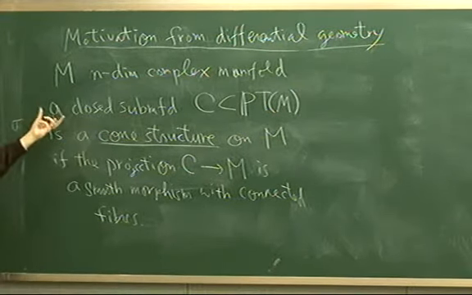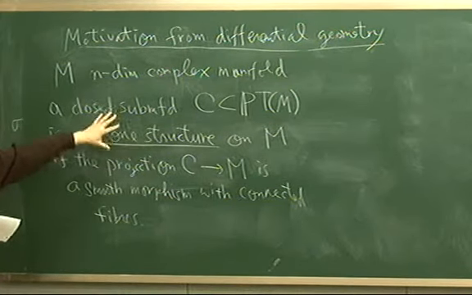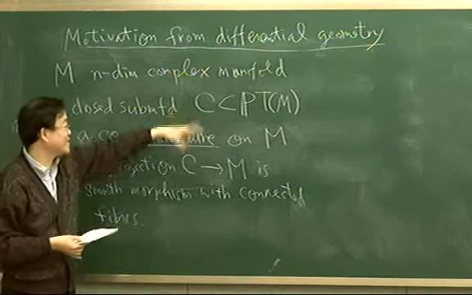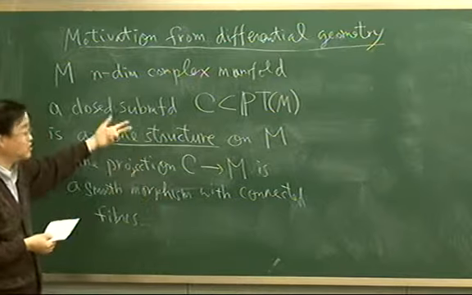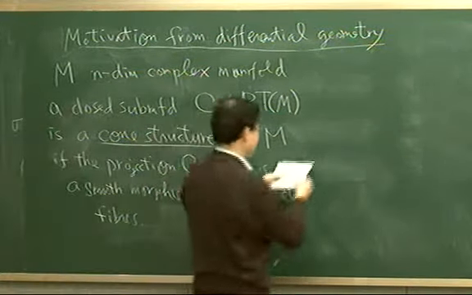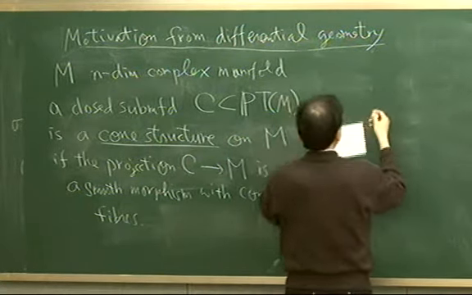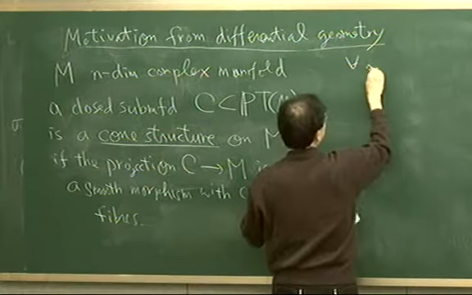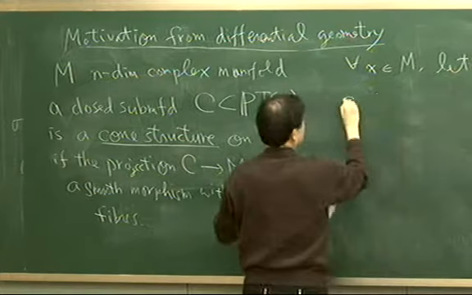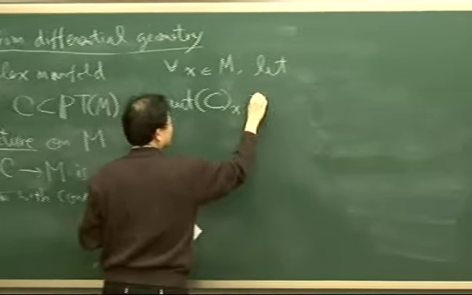It's kind of a differential geometry notion. Of course, as an object, it's completely algebraic geometry, but we consider the differential geometric aspect of such a submanifold inside the projective tangent bundle. Now, given such a structure, and for any point x in M, I define this aut(C)_x.